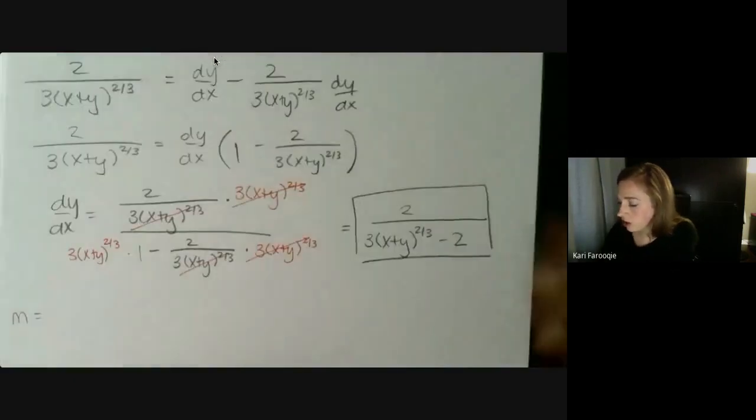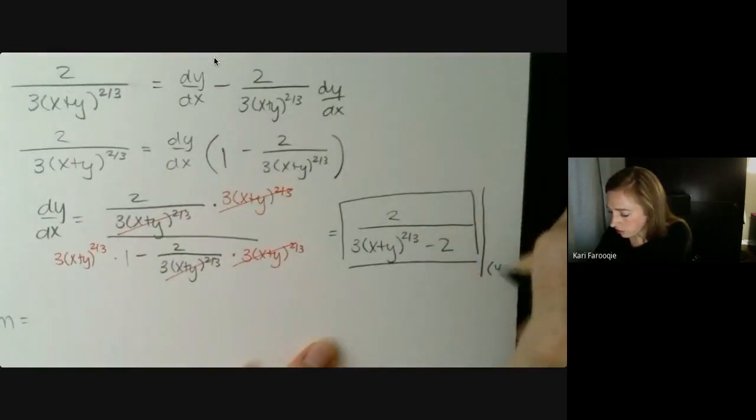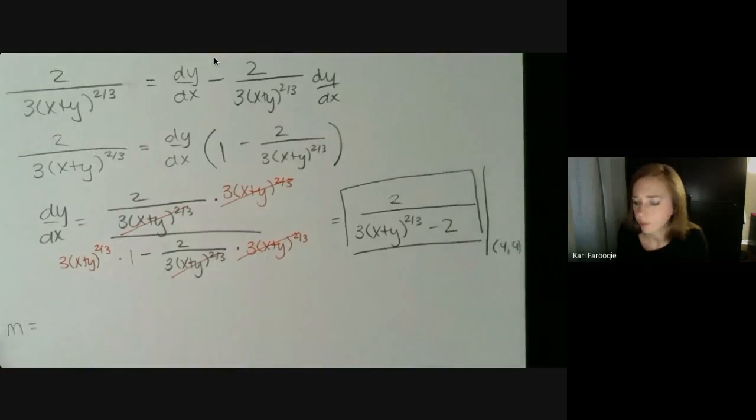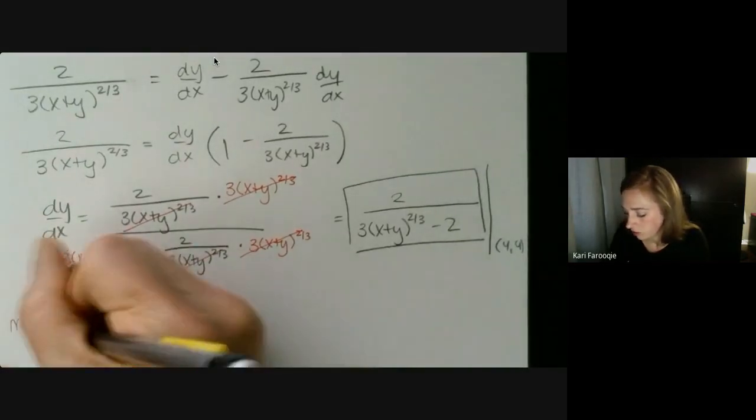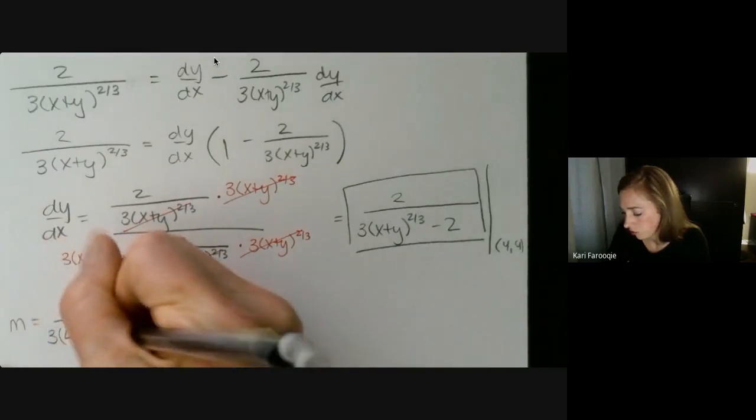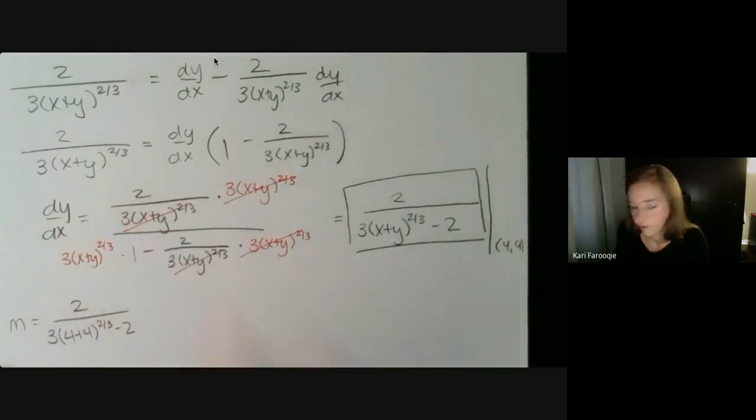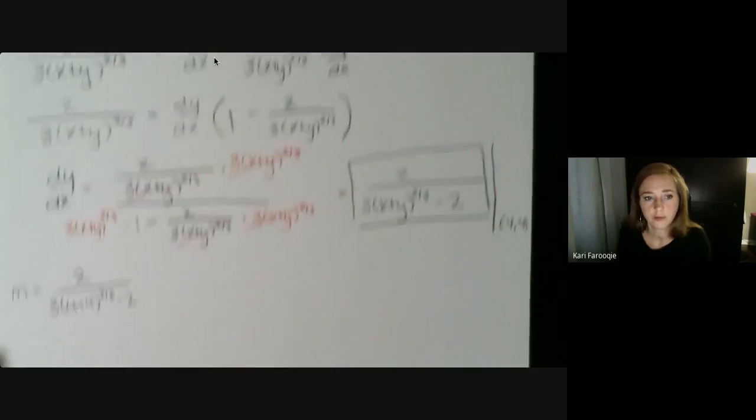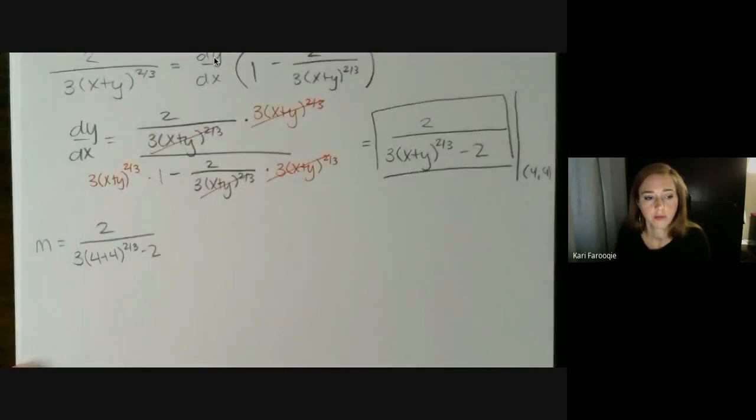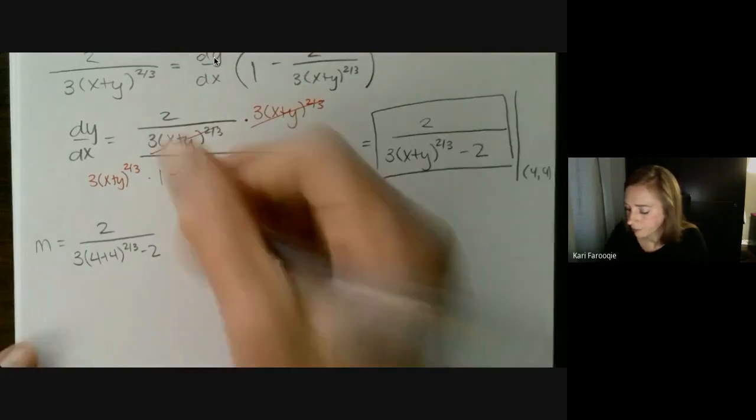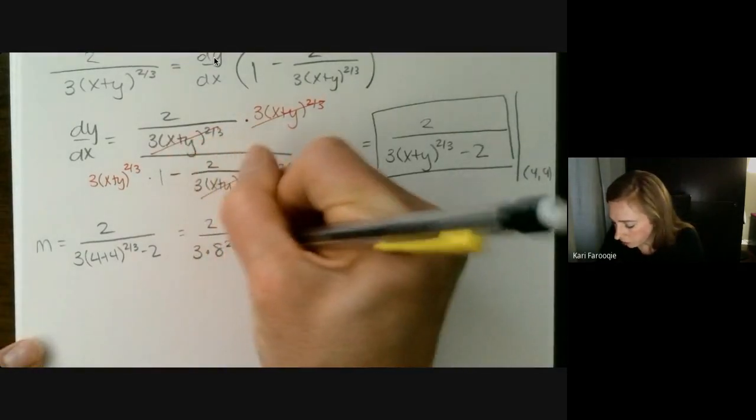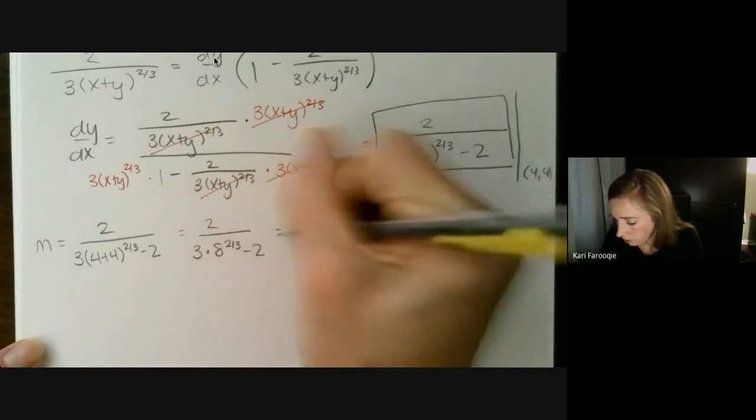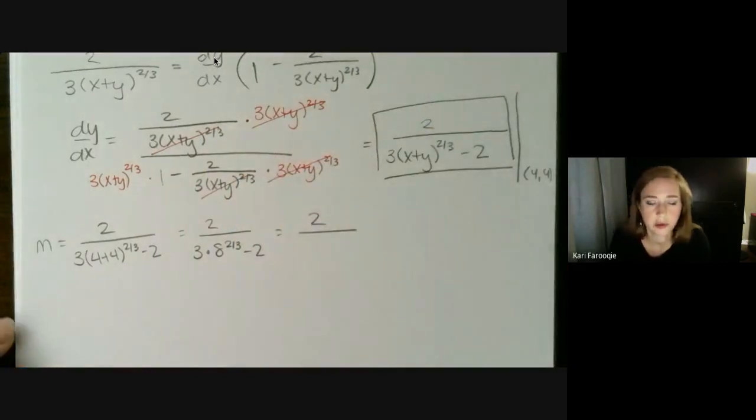Okay, so to get the slope, I'm going to evaluate this quantity at 4, 4, which was the point that I gave you. So we'll have 2 divided by 3 times 4 plus 4 to the 2/3 minus 2. And then we'll simplify. 8 to the 2/3 is 4. You'll see that hopefully enough that you become familiar with it. It's the cube root of 8 squared.